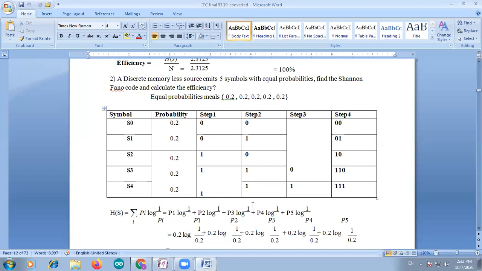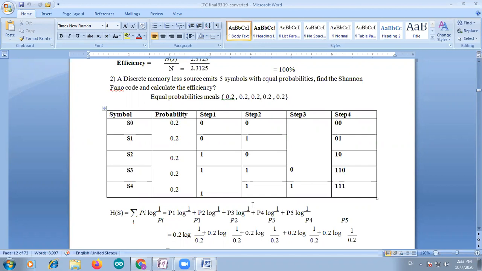0.4 and 0.6 is also acceptable. Because here, all the symbols are 0.2, 0.2, 0.2, 0.2, 0.2. Five symbols are there, each with 0.2 probability. That's why 0.5 and 0.5 is not the case here, because each symbol itself is 0.2. So you can group them into 0.4 and 0.6.